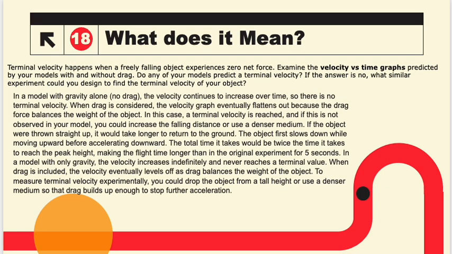And finally, for my "what does it mean," the terminal velocity occurs when drag balances out with gravity, stopping further acceleration. In a gravity-only model, velocity keeps increasing since there's no terminal velocity. And in a drag-included model, velocity levels off because terminal velocity is reached. To observe it better, we could drop the object from a greater height or use a denser medium. This experiment overall highlights how drag limits free fall speed in real-world motion.